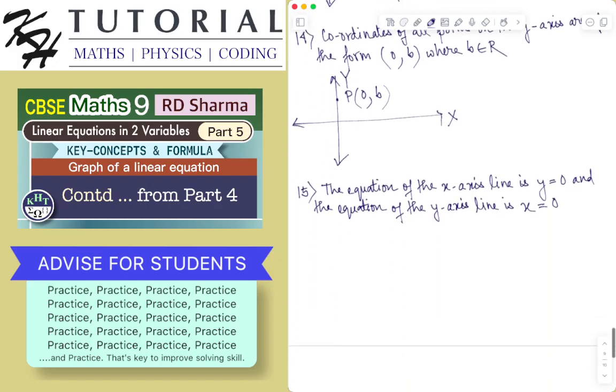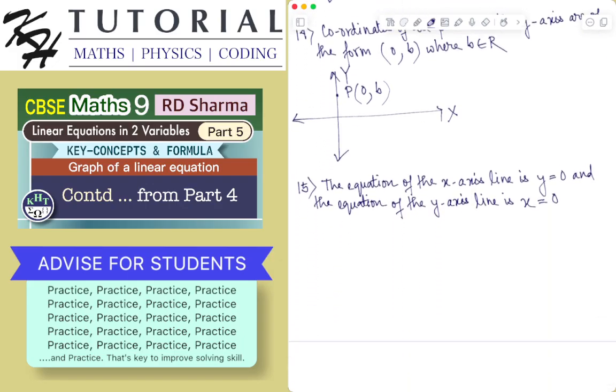The last point is, this is also very important. So what is the equation of the line of the x-axis and y-axis? X-axis and y-axis, they are also straight lines, and they are the reference lines in the Cartesian plane. So what are their equations? The equation of the x-axis is y equals 0, and the equation of the y-axis is x equals 0. Why? Because y equals 0 is the equation of the x-axis.